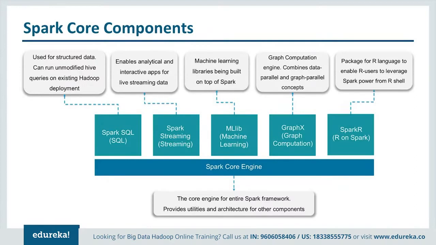It's got the Spark Core engine. The core engine is for the entire Spark framework; every component is based on and placed in the core engine. At first, we've got Spark SQL. Spark SQL is a Spark module for structured data processing, and you can run modified Hive queries on existing Hadoop deployments. And then we've got Spark Streaming. Spark Streaming is the component of Spark which is used to process real-time streaming data and is a useful addition to the core Spark API because it enables high throughput and fault-tolerant stream processing of live data streams.